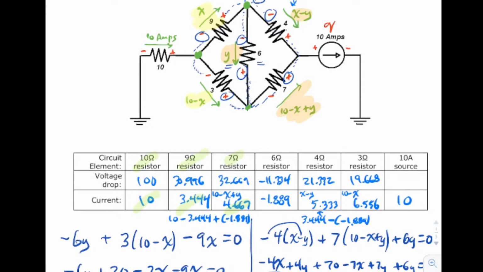And to finish, remember this 10 amp source has a script V, right? You have to stop multiplying. It's not 10 times 10. That doesn't work that way because that's not a resistance. So you have to actually solve for the voltage drop across that thing, and that means you have to walk another loop.